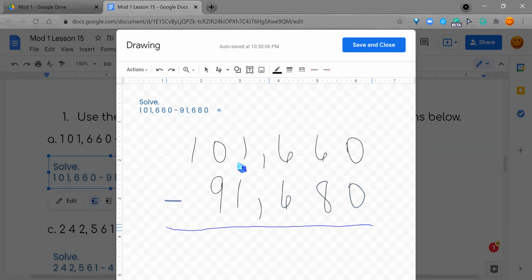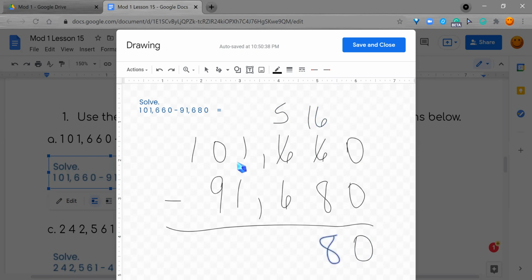Now I need to subtract, you guys. 0 minus 0, great job. 6 minus 8. I can't do that. Are you sure? I could get 2. Oh, not 2. Why? 6 isn't bigger than 8. So we need to do what? Great job. We need to regroup. So I'm going to turn this 6 into a 5, and this 6 becomes a, yes, 16. 16 minus 8 is, great job, 8.